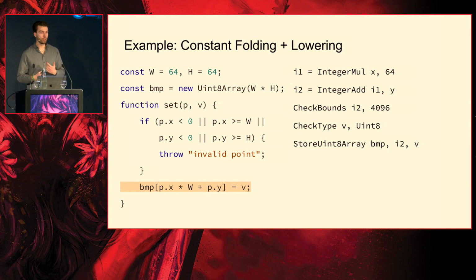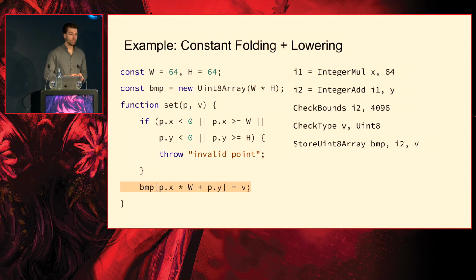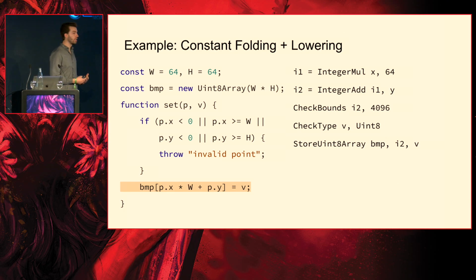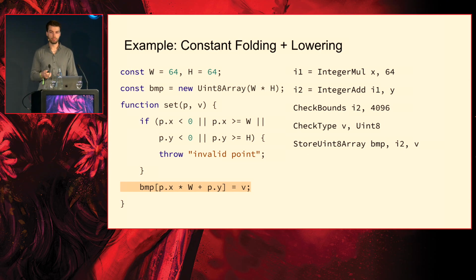We know that w and BMP are constants. They can't change. We don't need to load them. We know that x and y are integers. We can do a specific integer multiplication. And we also turn the generic store element into a bounds check and just a write into an array operation.